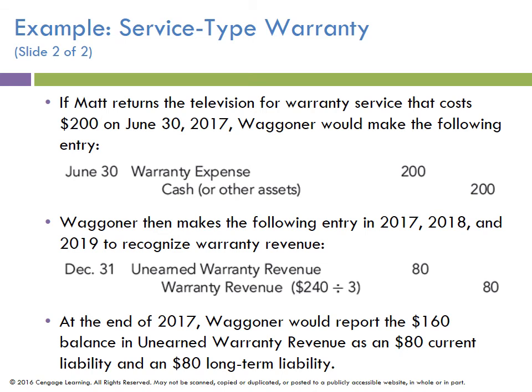If Matt returns the television for warranty services that cost $200 on June 30th, 2017, Wagner will debit warranty expense and credit cash. Wagner then makes the following entry for 2017, 18, and 19 for the periods that are covered. They'll debit unearned warranty revenue and credit warranty revenue. Recognize the revenue from selling the warranty over the life of the warranty. Recognize the expense associated with that extended warranty the year you actually have to pay out on it.